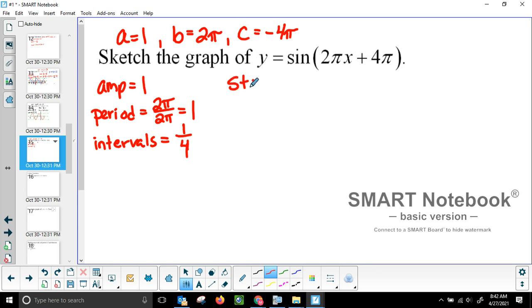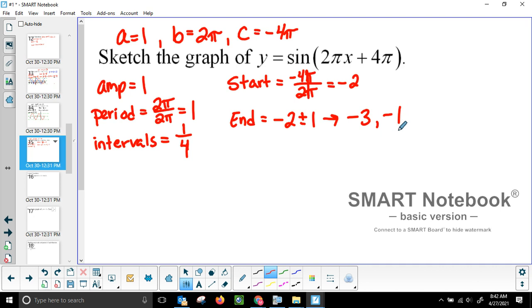Our start is C over B. So negative 4 pi over 2 pi, which is negative 2 pi. I'm sorry, negative 2. The pi's will cancel. Right, and our end, we take our start plus or minus the period. All right, so we will get negative 3 and negative 1.